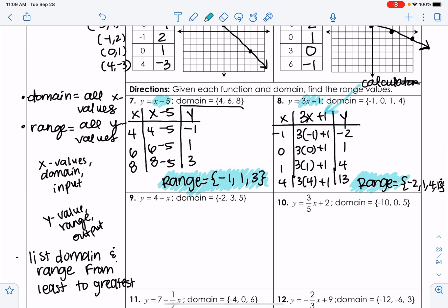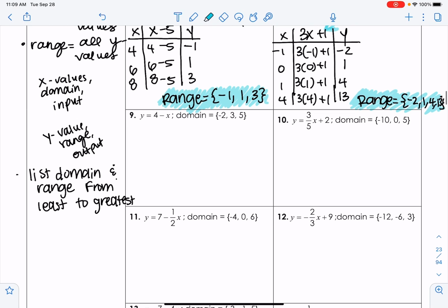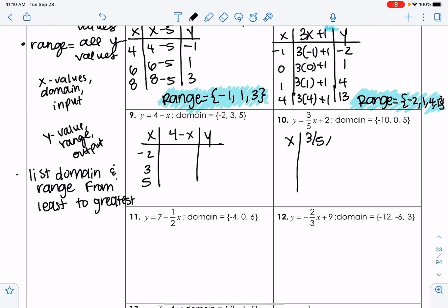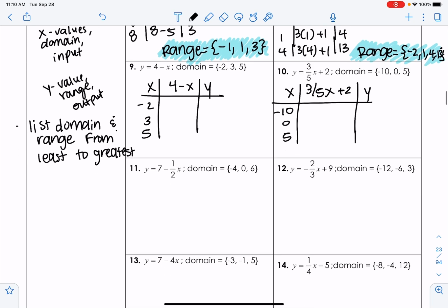And you do the exact same thing for the remainder of these problems. I'll set it up for you. 4 minus x, and you've got your y, with domain -2, 3, and 5. Over here, you've got 3/5 x plus 2, and your y, and your domain is -10, 0, and 5. Then x, 7 minus 1/2 x, and your y.